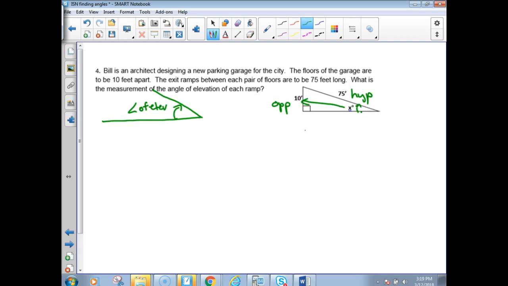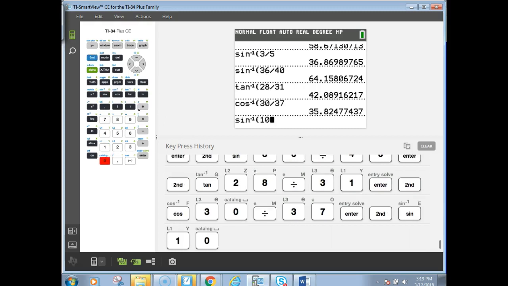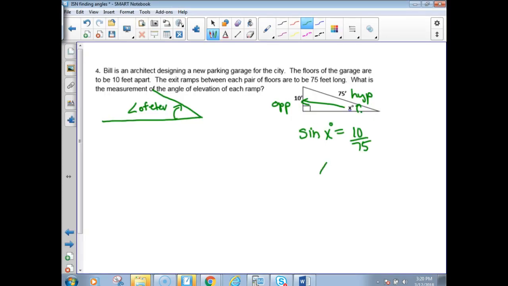So we're going to be doing sine of x degrees is equal to 10 over 75, or hit second sine 10 divided by 75. Notice the ratio is a small number compared to a large number, which will give us a small angle. 7.66 would round to 7.7 degrees. And how we got it was, this is what you typed. You don't have to write this step if you don't want to. And we got 6.7 degrees. That's a reasonable steepness for a car to go up.